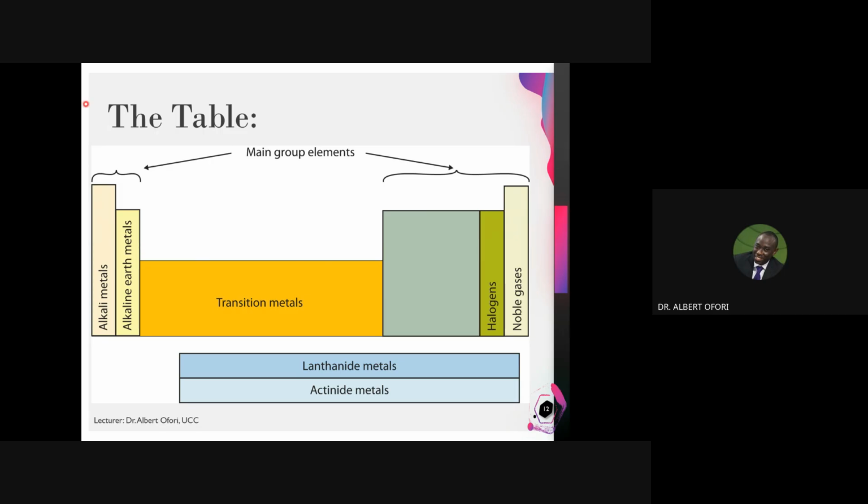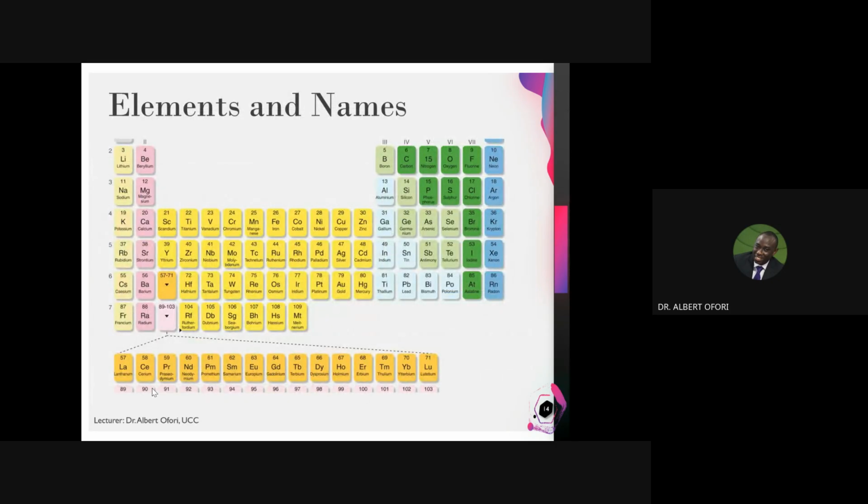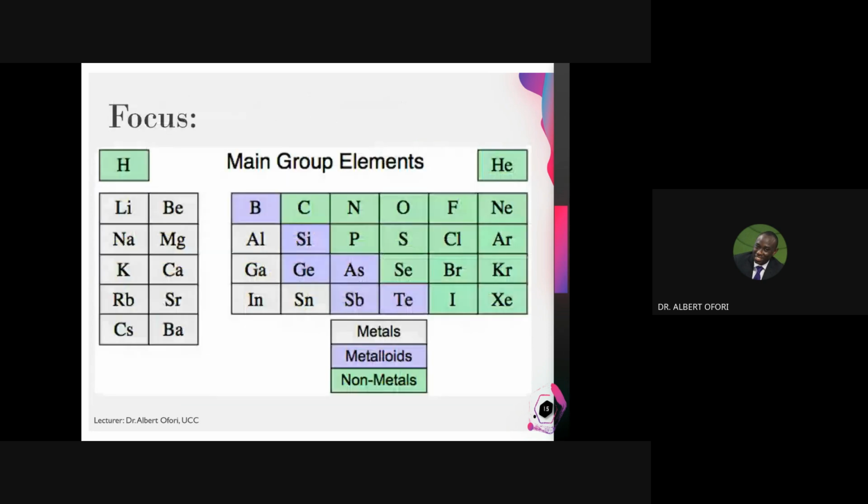So put together, that is what we call the main group elements. If we classify them, in the main group elements we have non-metals, semi-metals, which we call the metalloids, and then the metals. Now, for the purposes of this course, we just want to focus on the main group elements, which have to do with the S block and the P block. But then we classify them into metals, metalloids, and non-metals.